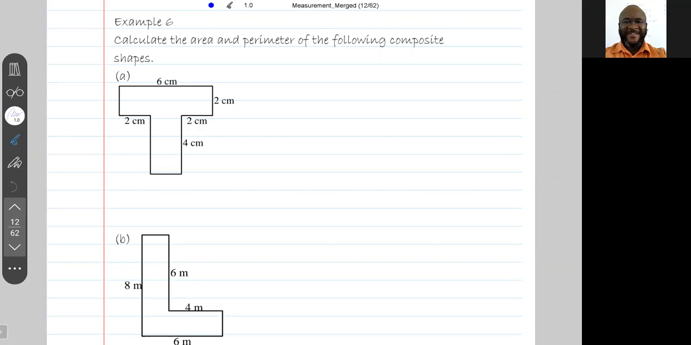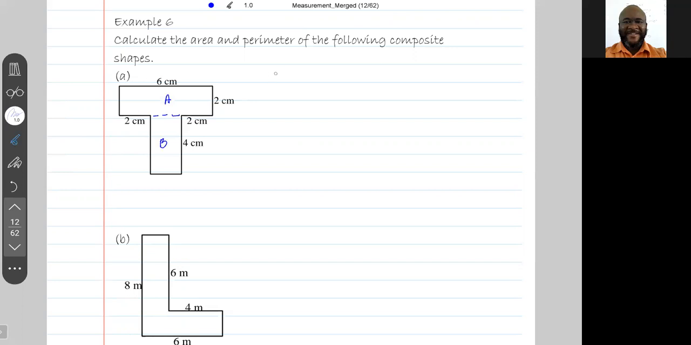So to calculate the area of the shape, remember, first of all, area measures surface. So when I say area, I'm talking about the entire surface. Area measures surface, whereas perimeter measures the distance around. So in order for you to calculate the area of the shape, you have to divide the shape into two known shapes. So I just divide the shape into rectangle A and rectangle B. So call this A and call this B.